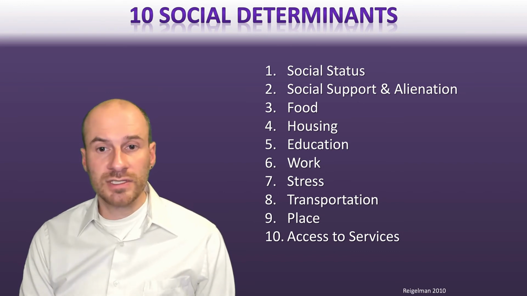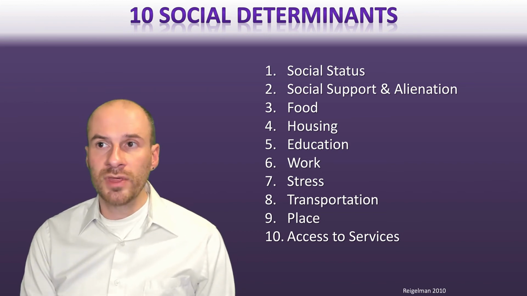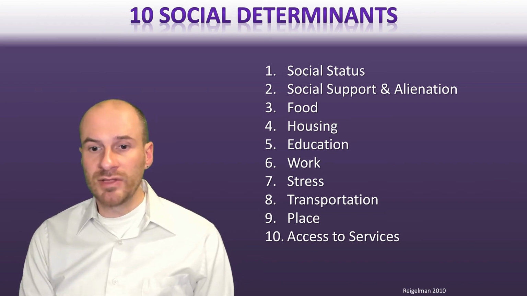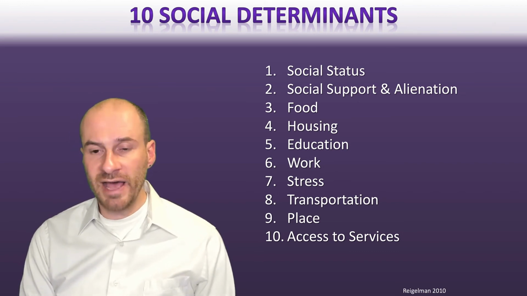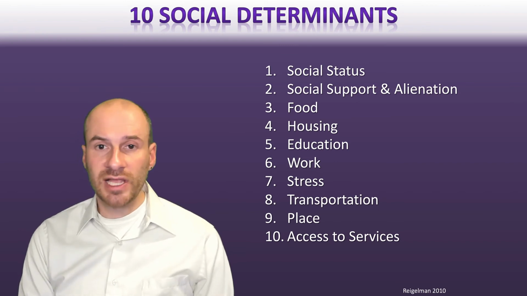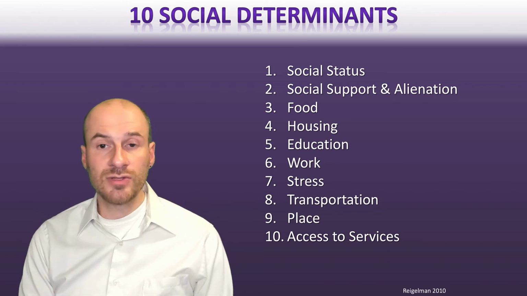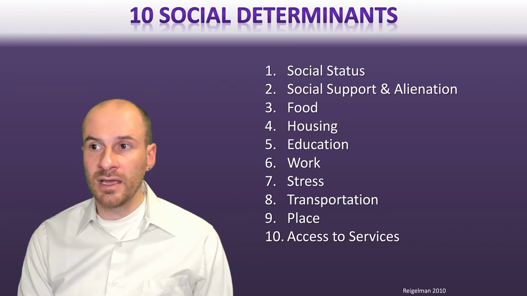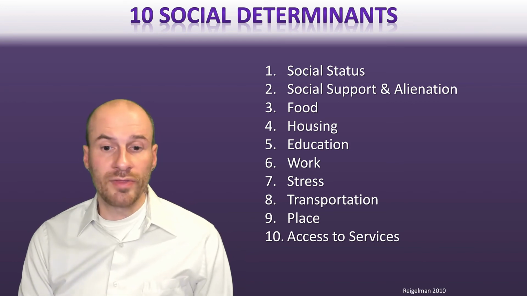Work makes a huge difference, both for the economic connections, but also gives you a range of different opportunities and connections. Stress has both mental health implications, and it also has physical implications. So people who are under higher stress actually have physiologically higher risk for getting diseases of various sorts. Transportation makes a difference. Can you get to the hospital if you need to, right? Can you get access to the things that you need in your daily life, like food or other things?